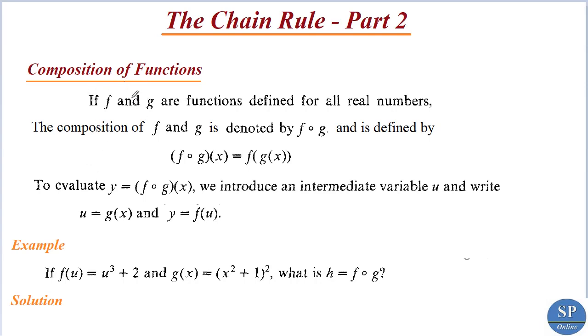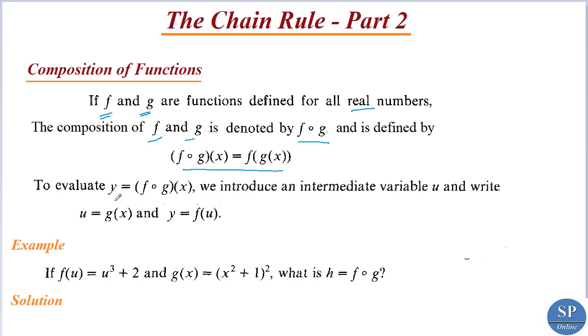What is composition of functions? If f and g are functions defined for all real numbers, the composition of f and g is denoted by f∘g and is defined by (f∘g)(x) = f(g(x)).